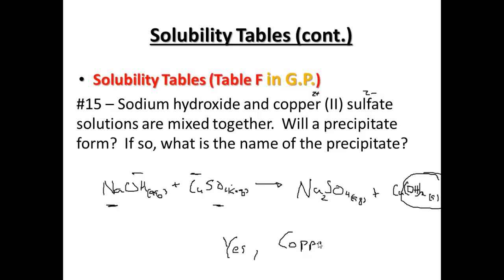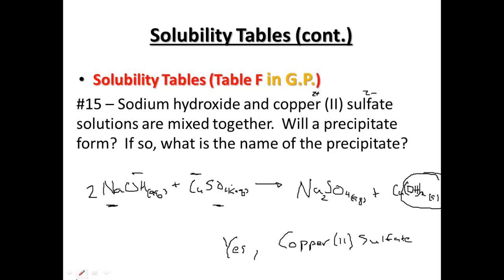Copper. Remember, we have to use our Roman numerals for those transition metals that have more than one possible charge, and sulfate.